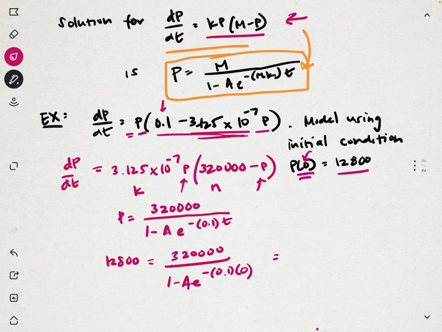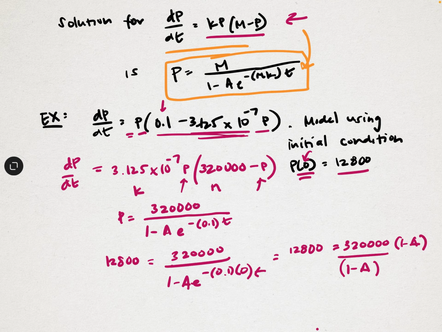We're solving for a. So we're going to do 12,800 equals 320,000 over, now for this part, that's going to be 0, right? 0 times 0.1 is 0. So e to the 0 is 1. So we just have 1 minus a. And we've got to solve this. So we're going to multiply both sides by 1 minus a.